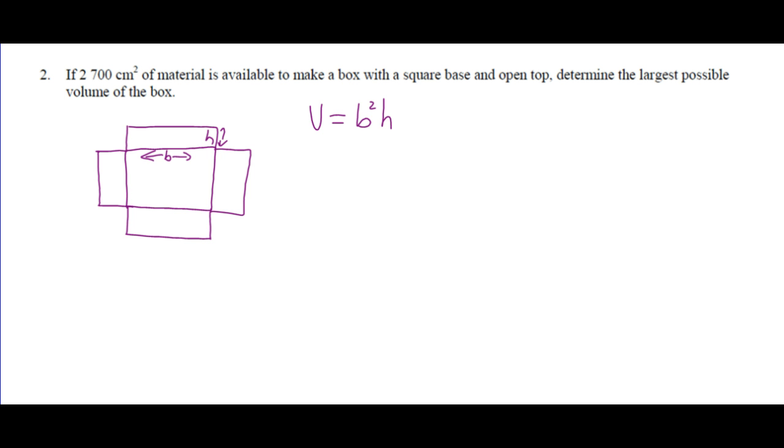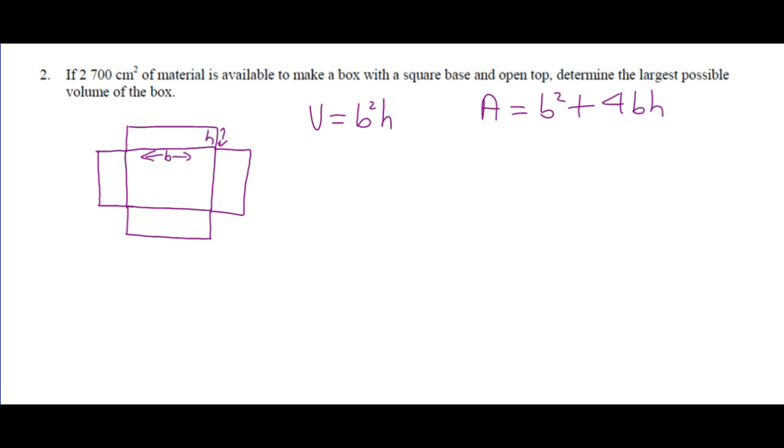Yeah, the total area. Okay, well we can work that out, right? Because this thing is made up of 5 pieces, right? So let's come up with an expression for the area of the box. So the area is B squared plus, and how big are each of these guys? 4BH.